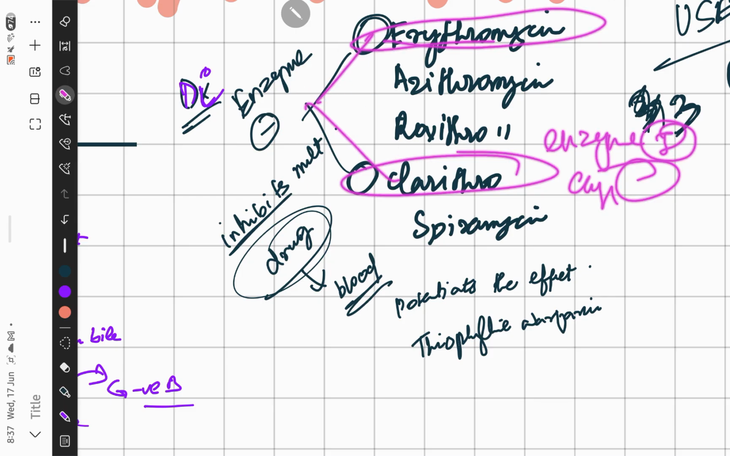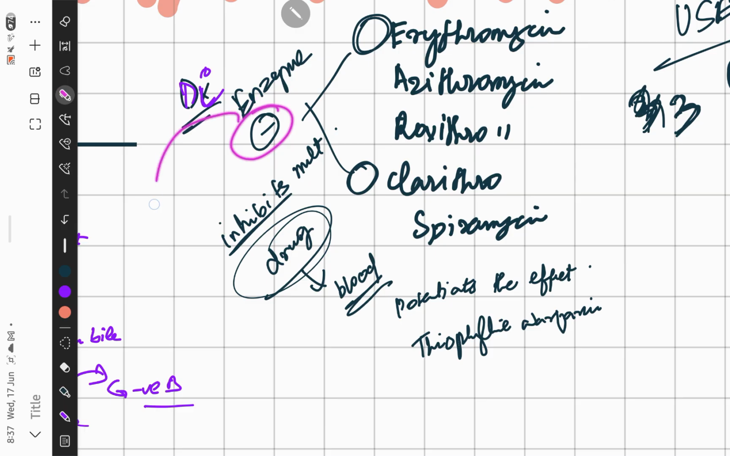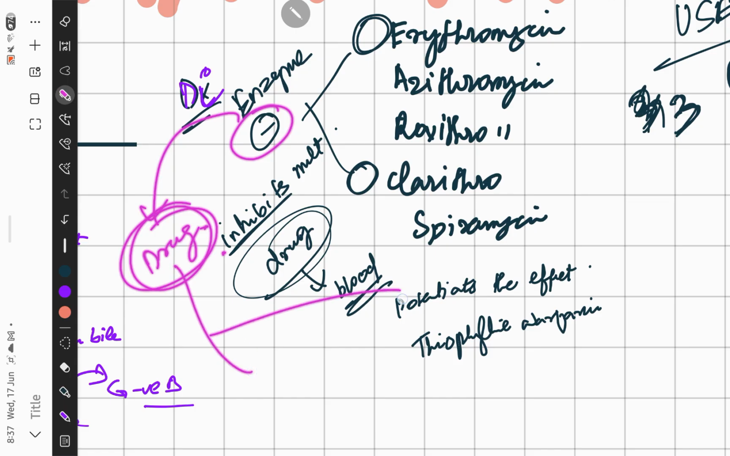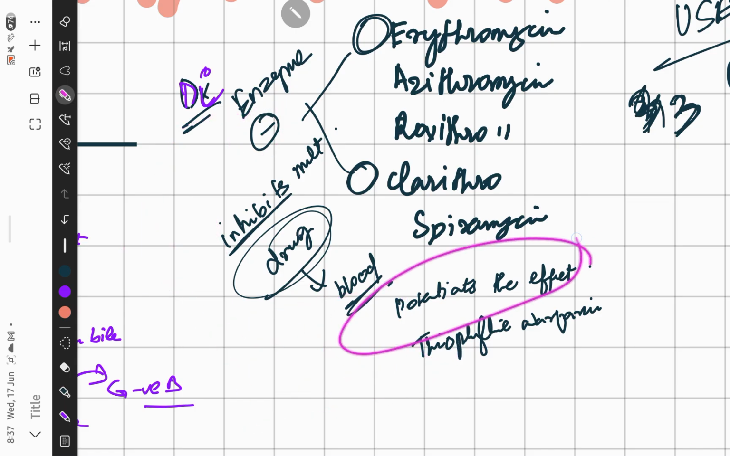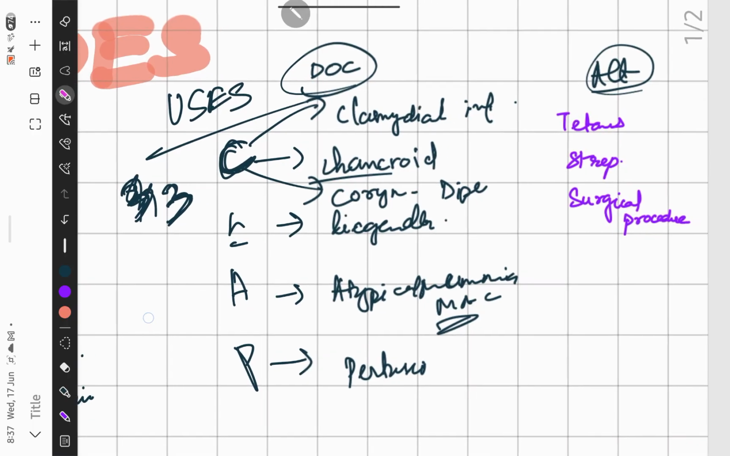Since this is an enzyme inhibitor, it is going to inhibit the metabolism of other drugs. Since the metabolism of other drugs is inhibited, they are going to stay in the blood for a very long time. So we can say it potentiates the effect of other drugs. Examples of those other drugs are theophylline and warfarin. So let's go for uses.